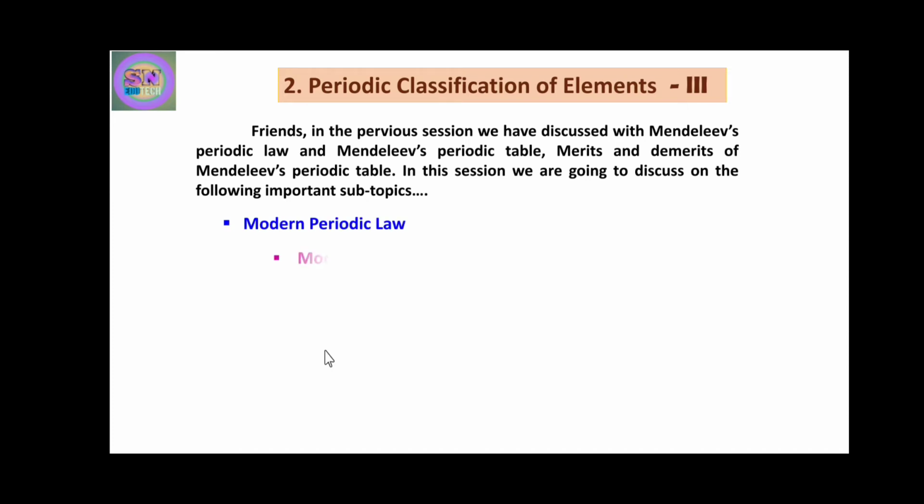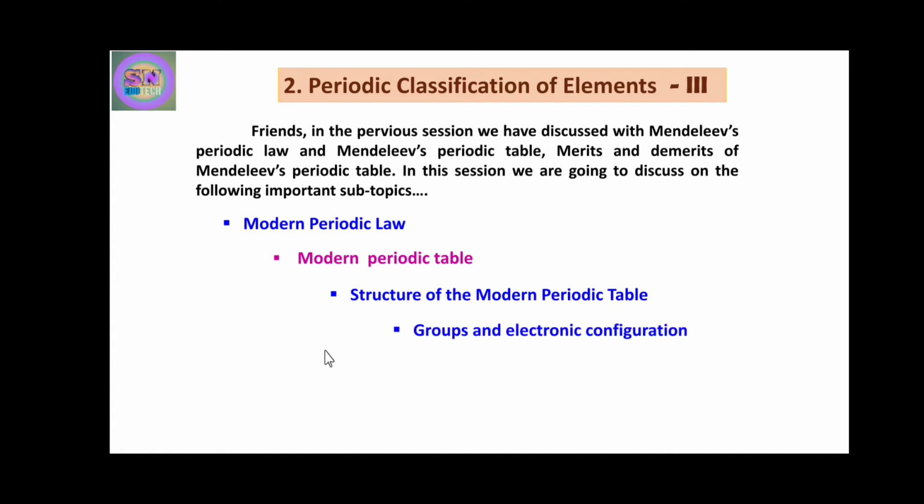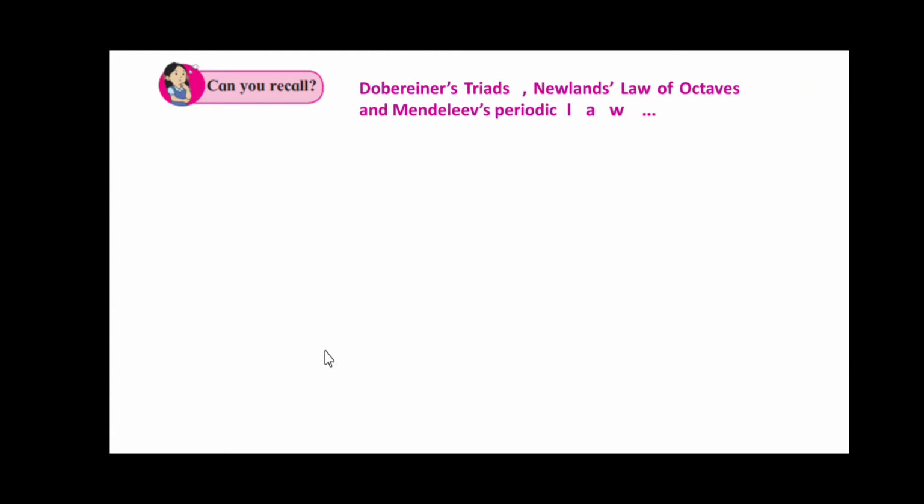That is, modern periodic law, then modern periodic table, structure of the modern periodic table, groups and electronic configuration, and periods and electronic configuration. Let us start with the modern periodic table. Friends, before we start with this subtopic, we must recall the different laws that we have learned: Dobereiner's triads, Newlands' law of octaves, and Mendeleev's periodic law. So friends, let us start with Mendeleev's periodic law.